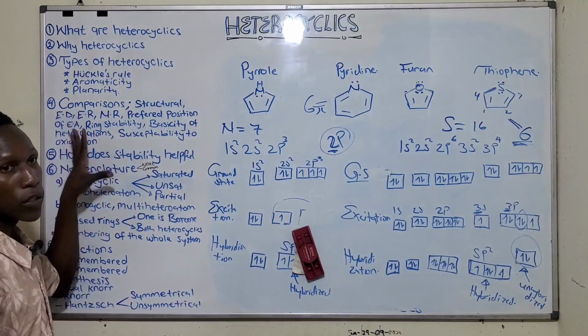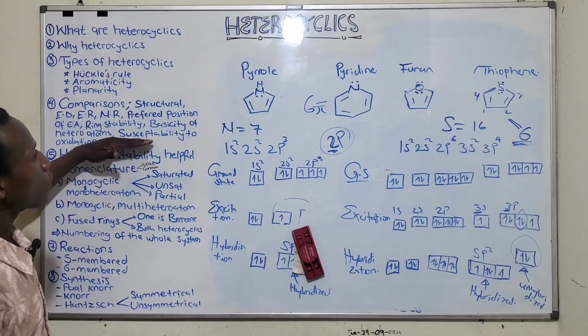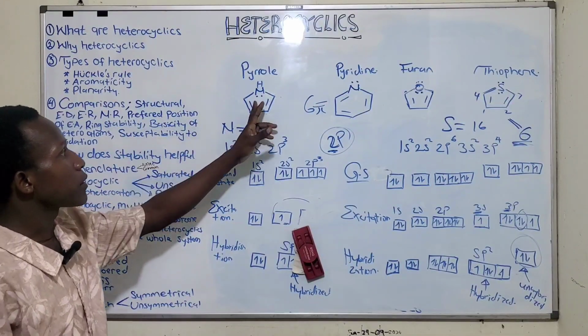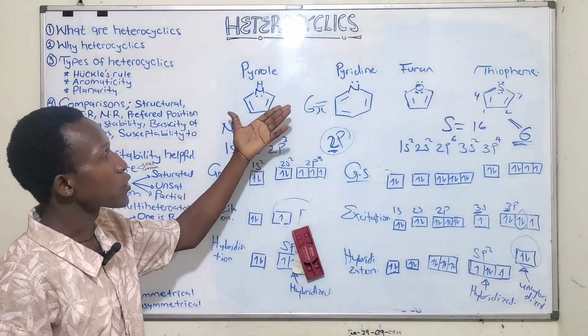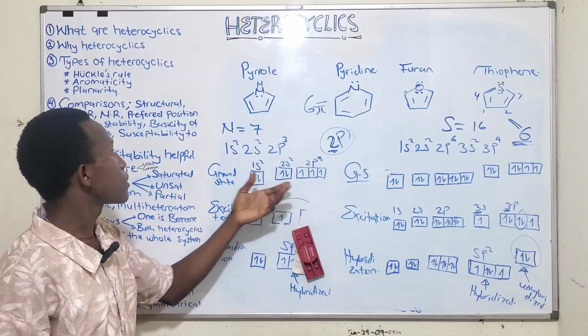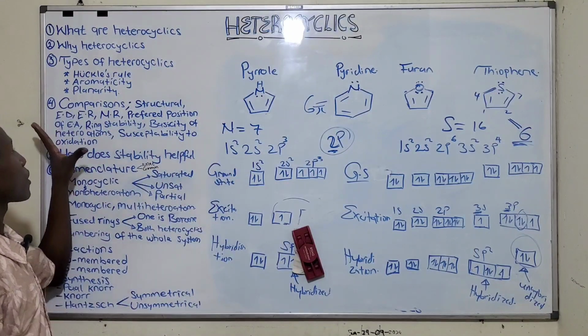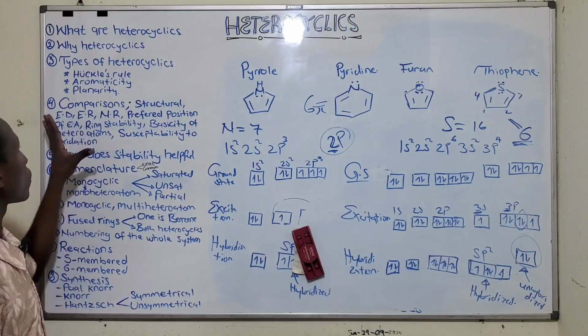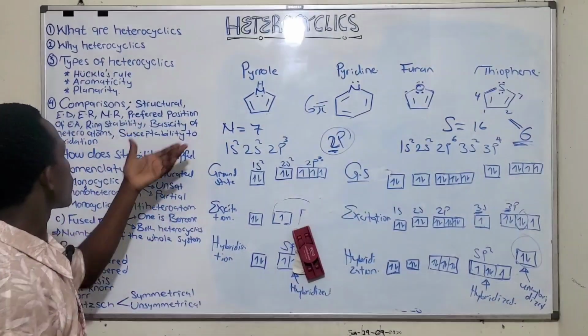Let's go to the comparisons and see how the interactions of the heteroatoms with the carbon atoms affect the electron distribution or electron density and all these others.